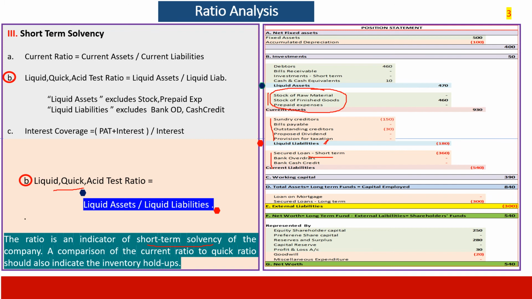And if you take current ratio and quick ratio, what is the difference in the current assets? Liabilities might remain the same. The difference between a current ratio and a liquid ratio is what is excluded from liquid assets, which is the stock. This we have to use in certain illustrations where the two ratios are given and we have to find out the stock.